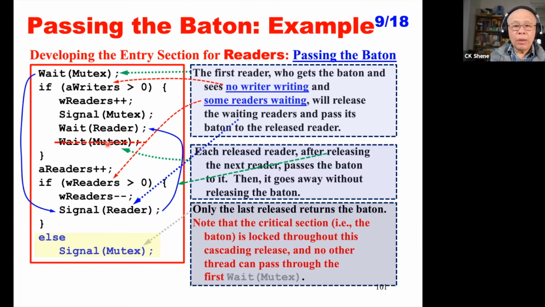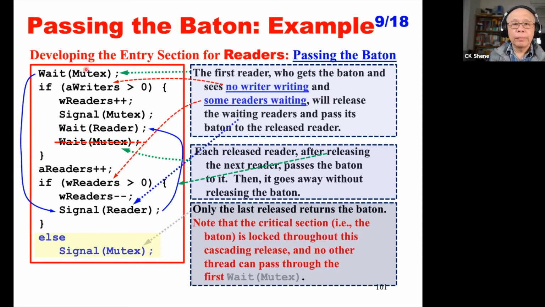So this cascading signal and release goes on and on until the last reader gets released from here. It tests, oh, there are no waiting readers. And this one does not have to release any readers from the reader semaphore. Therefore, this one simply releases the baton. So let's quickly go through it again.